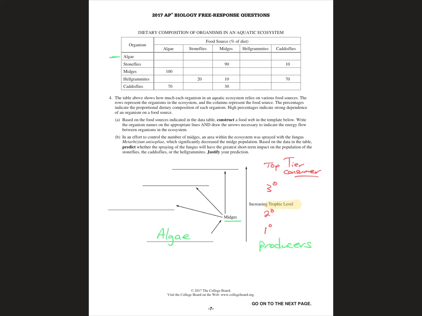Stoneflies eat midges and caddisflies. So they're eating two. So they're higher than midges. And I know I'm done with midges. But helgrammites is probably at the top, right? So helgrammites is going to be at the top because it's eating three different consumers. It's not eating a producer at all. It's eating three different consumers. This is the producer, remember. So this one's probably up here at the top.